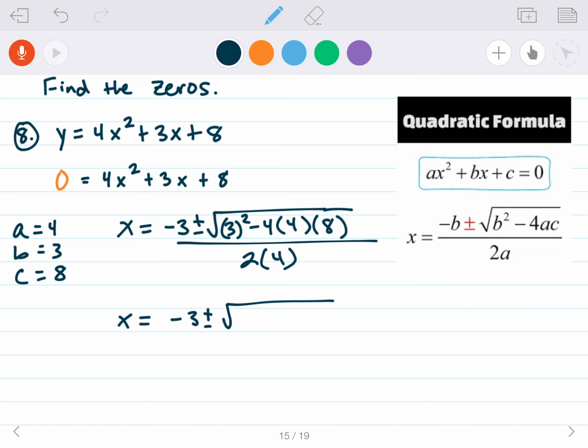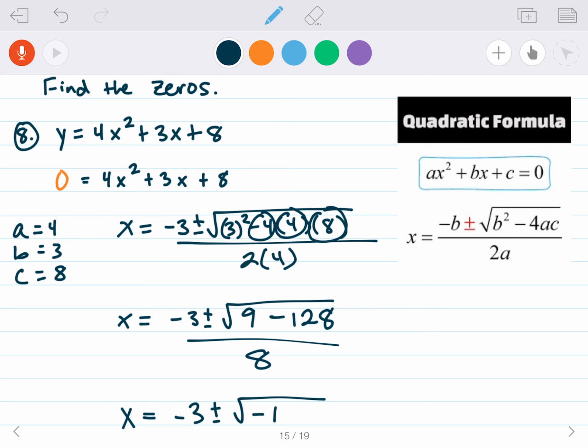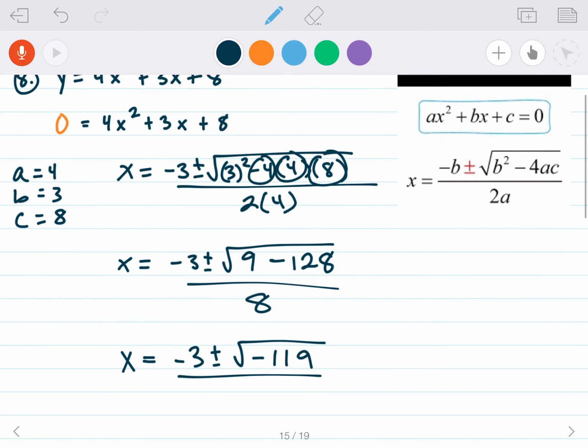Alright, so simplifying under the radical, 3 squared is 9. Negative 4 times positive 8 is negative 128. And then on the bottom, 2 times 4 is 8. Now 9 minus 128 equals negative 119. Okay, so something is wrong here. Notice that there's a negative under the radical.